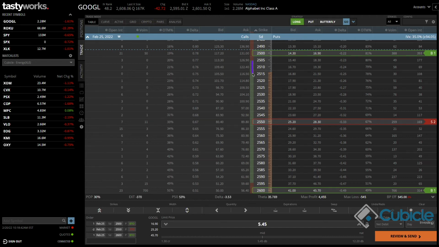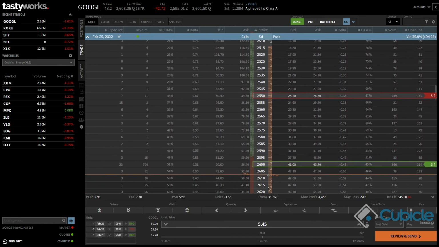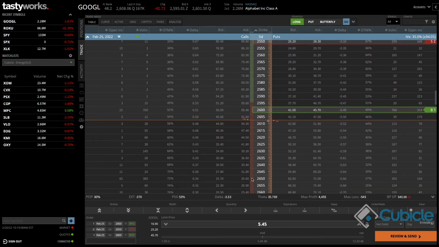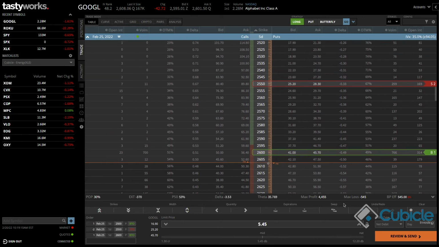So your profit zone is this green area here. As long as the price of Google is within that green zone, as we approach the expiration date on February 25th, I make money. Now, if the price of Google should happen to shoot up or increase in value, right? It's anywhere in this red zone, then I can lose my $545, but I can't lose any more than $545.